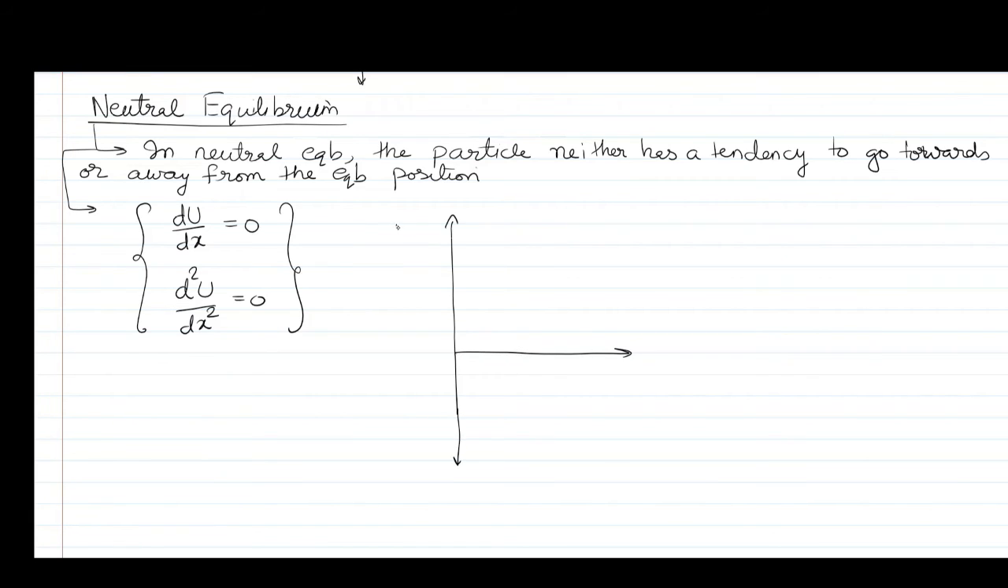Suppose U and x graph. There will be a graph, and this graph will be constant, and then it will again go down. So what happens is in this part, it remains in neutral equilibrium because in this part the slope is also 0 and the differentiation of slope is also 0.